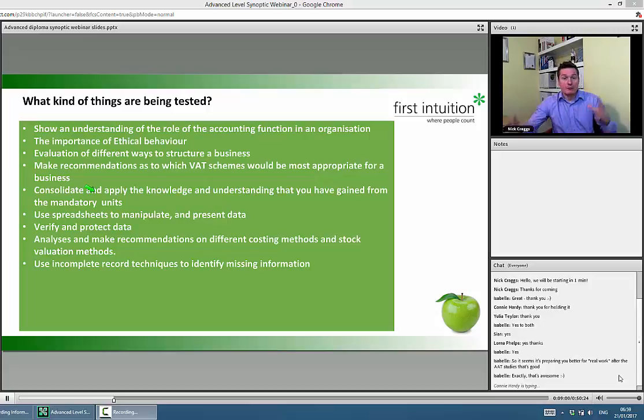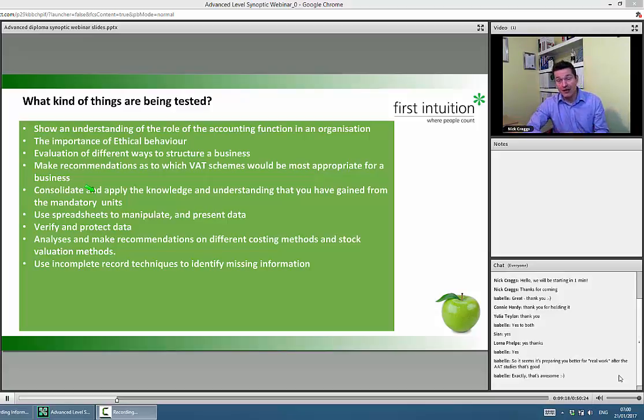And what it will do is consolidate and apply the knowledge and understanding, bringing everything together from the mandatory units. And then obviously there's going to be lots of spreadsheets stuff in the exam because that's not tested anywhere else. We're going to come to the structure of the exam because spreadsheets are a massive part of this exam.